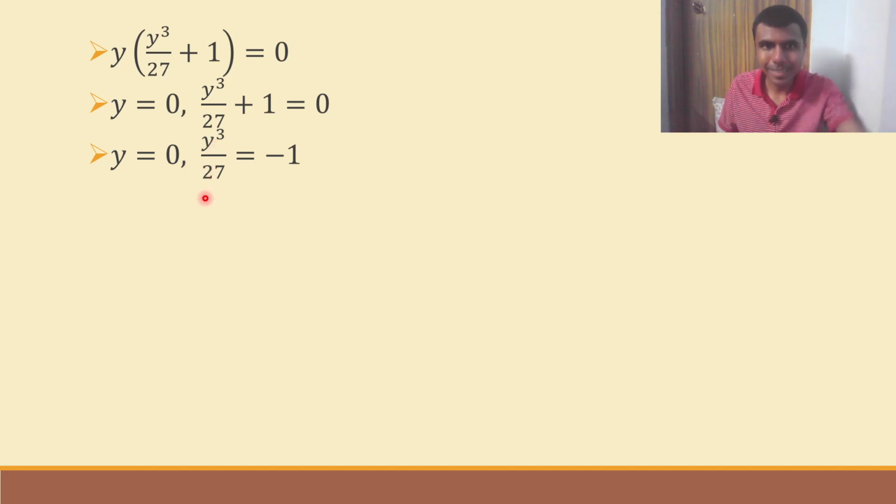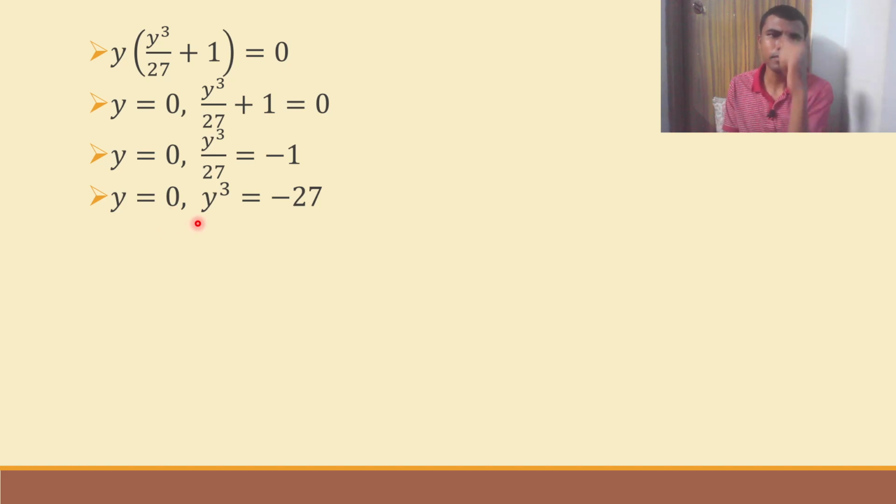Now, send this 27 to the RHS, so it would get multiplied. Minus 1 into 27, so minus 27. Y cube is minus 27. Y equal to 0 is there already. Now, if you observe, in the LHS I have y cube. In the RHS also, I want to write it as something's cube. And minus 27, I can write it as minus 3 whole cube.